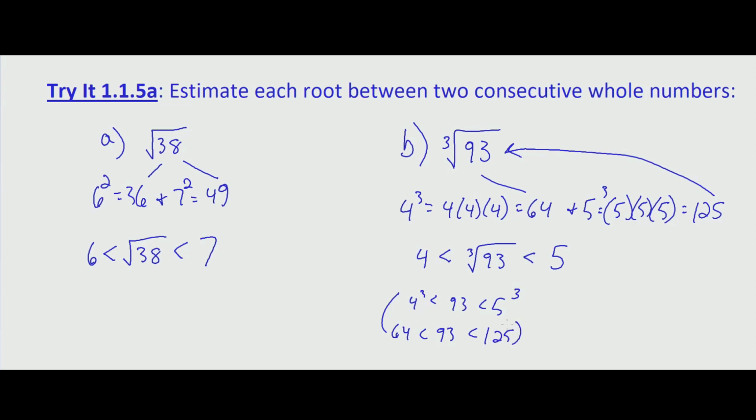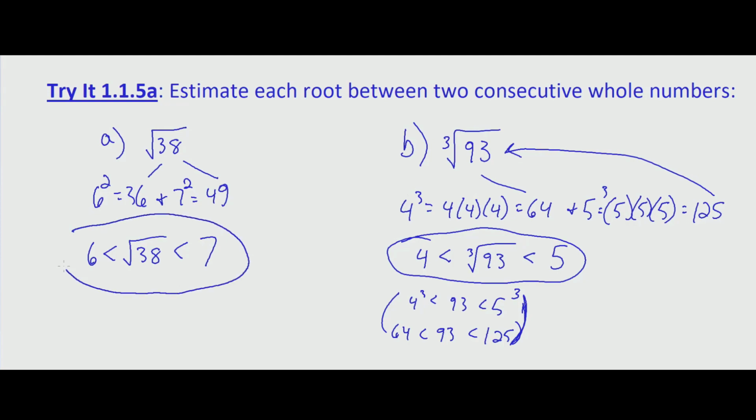And if we wanted to see which one it was closer to, we would just subtract 93 from each one of these, or find the difference between 93 and each value to see which whole number it's closest to. But to the nearest two consecutive whole numbers, the cube root of 93 is between 4 and 5, and as we just showed before that, the square root of 38 is between 6 and 7.